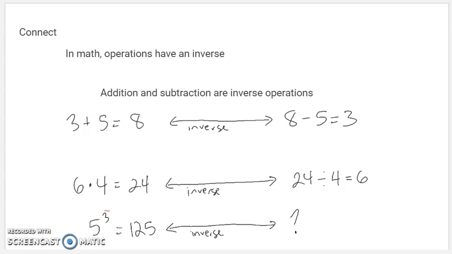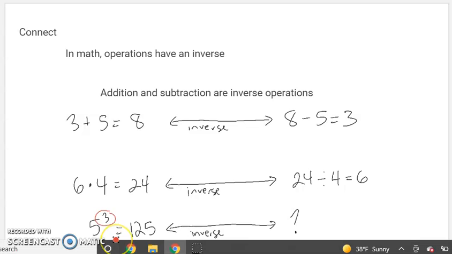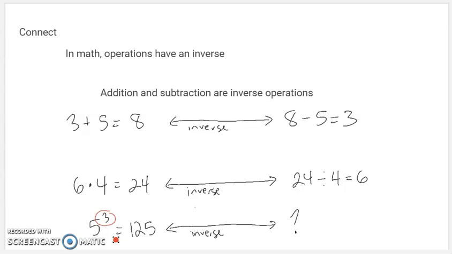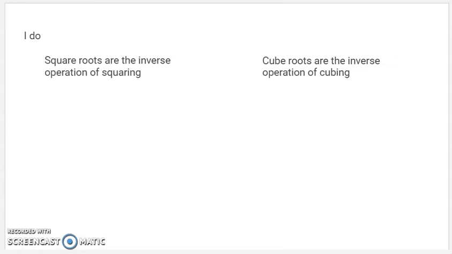And that gets me to thinking, what's the inverse of an exponent? 5 to the 3rd power is 125. What's the inverse operation of that? How do you kind of go backwards? If I want to go from 3 to 8, I add 5. If I want to go 8 back to 3, I subtract 5. 6 to 24, times 4. 24 back to 6, divide by 4. Inverse operations. What is the inverse of that? Well, square roots and cube roots are the inverse operation of squaring and cubing.